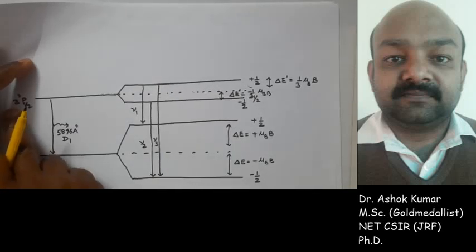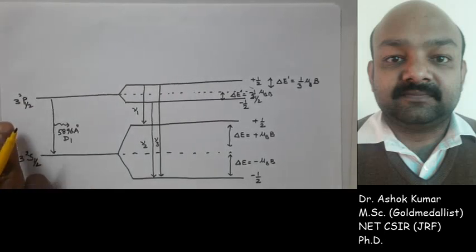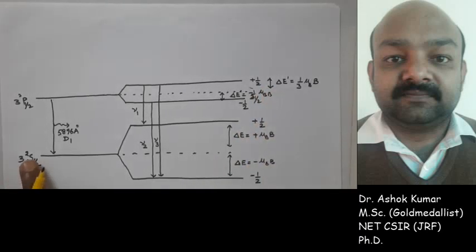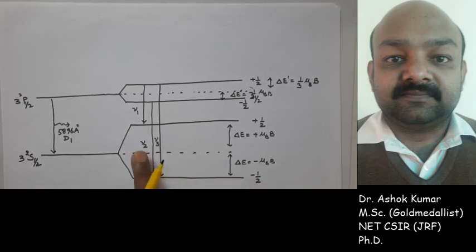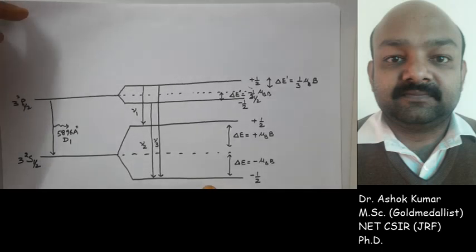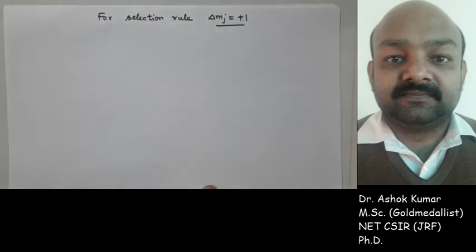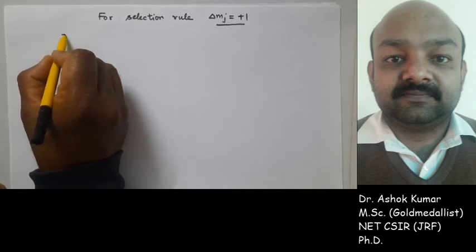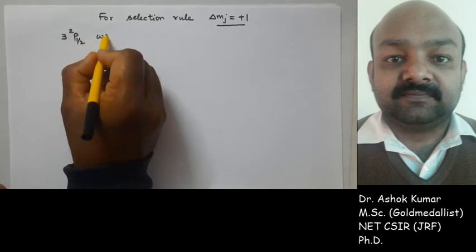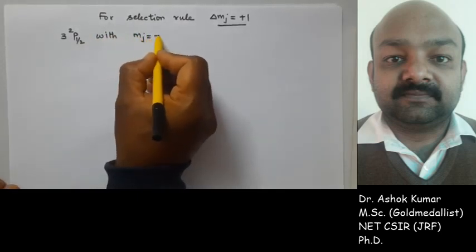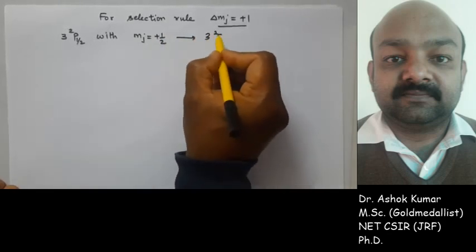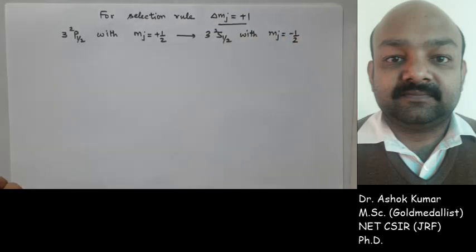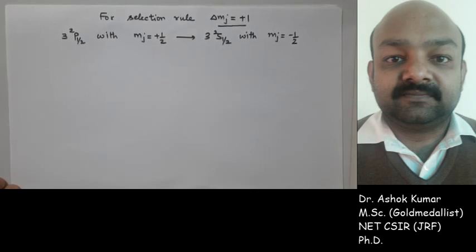It is from 2p1 by 2 with mj plus half to 2s1 by 2 with mj minus half energy level. This will be my nu 3 transition, and for this transition I will try to find the frequency. So possible transition is from 3p 1 by 2 with mj plus half to 3s 1 by 2 with mj minus half. So this transition, and now I will try to find the frequency for this very state.